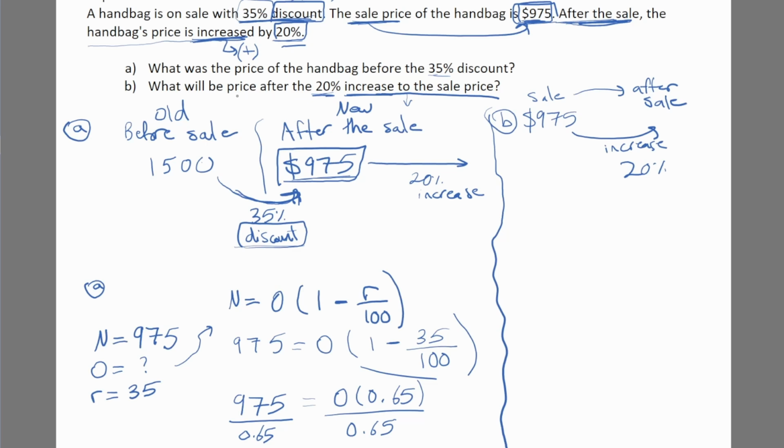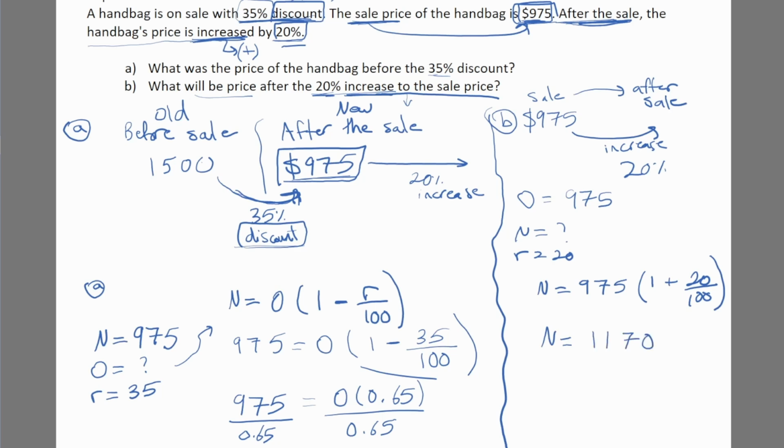So now B is asking, what will be the price, okay, after the 20% increase? So he wants the new, basically. We know the old is 975. The new price, we don't know it, and R is equal to 20. So we will plug this in. So we have new is equal to 975 multiplied by 1 plus 20 over 100. Okay, and like I said, you can just plug the entire thing on your calculator. This is straightforward, and you will get that the new price is equal to 1,170. Okay, this is the new price after the sale.